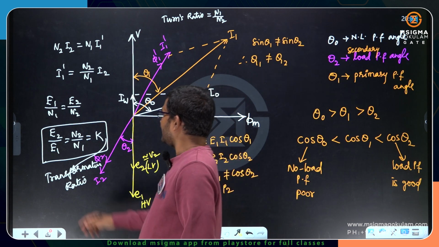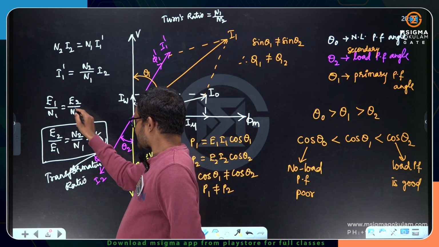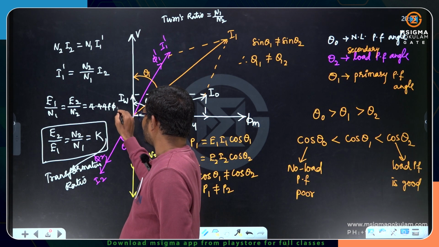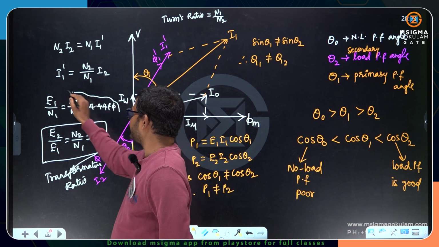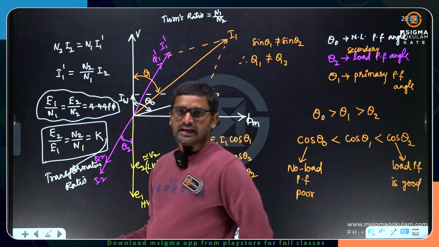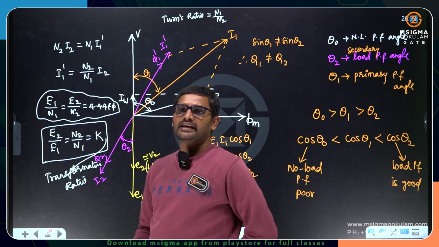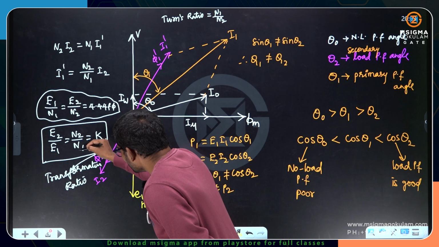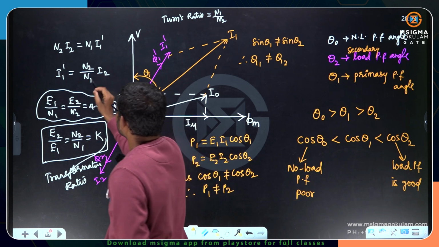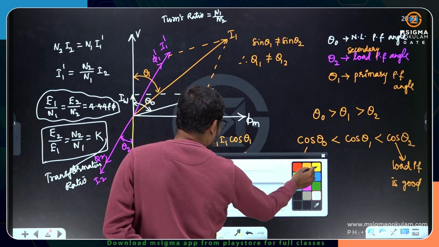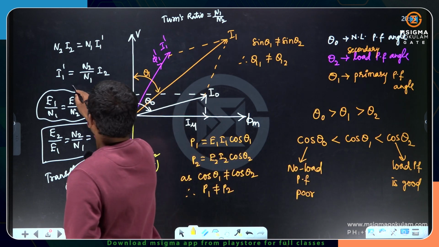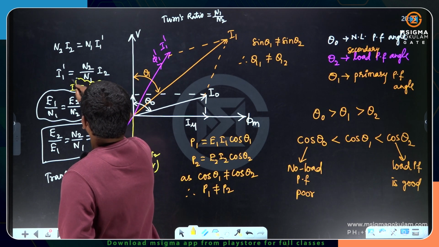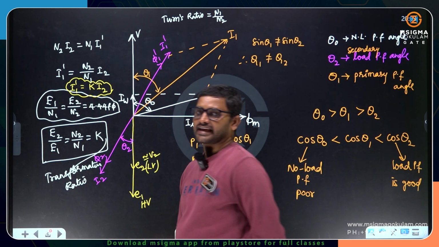Here we have E1 by N1. From this, the EMF per turn is the same, 4.44 into F into phi. From this only we have solved. The ratio E2 by E1, N2 by N1 is named as K, the transformation ratio. Now I can use this transformation ratio here, and I can write I1 dash is equal to K times I2.